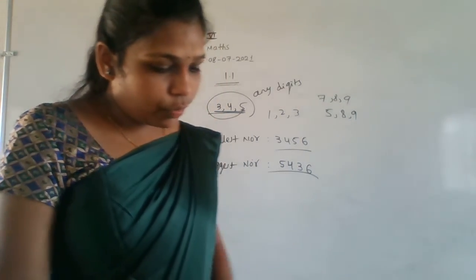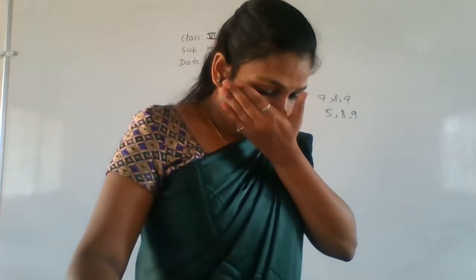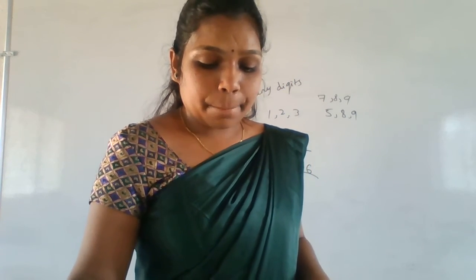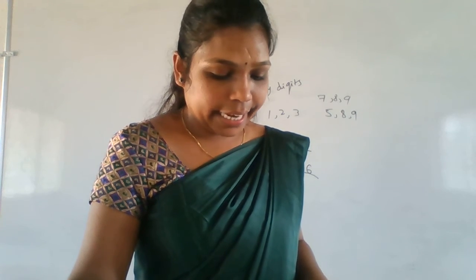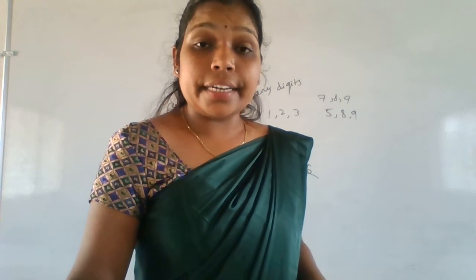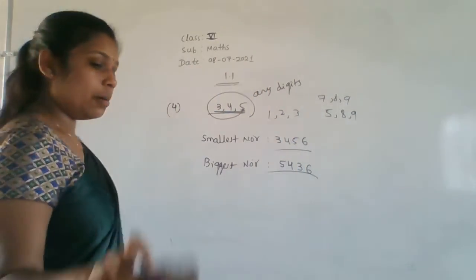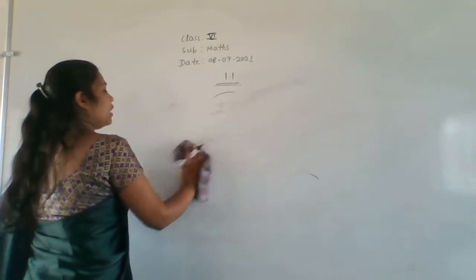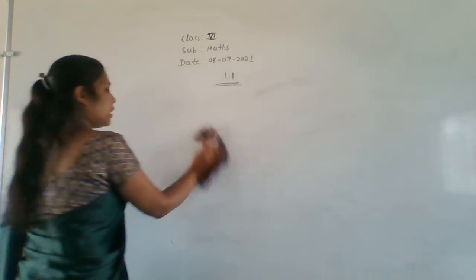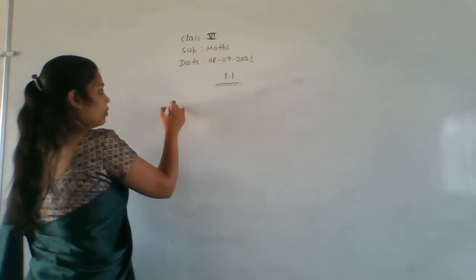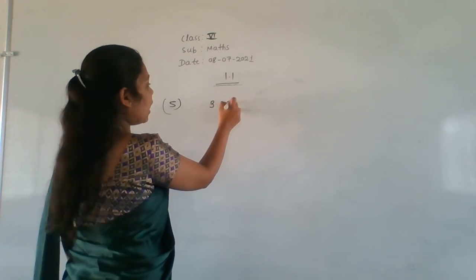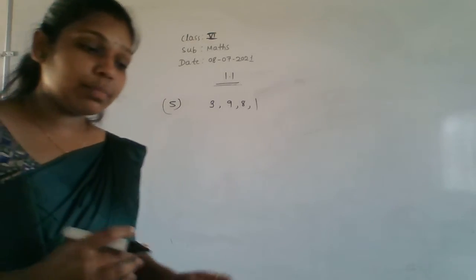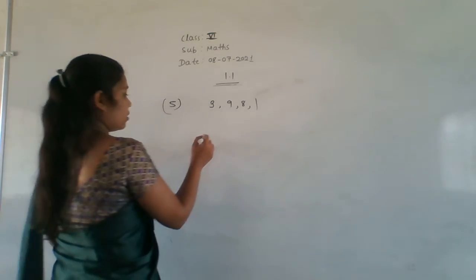So next we'll go for the fifth one. Form the greatest and the smallest 4-digit number by using the digits 3, 9, 8, 1 and keeping a 9 at the tens place. See here, fifth one, they have already given the 4 digits. Using these 3, 9, 8, 1, you have to form the smallest as well as the greatest number.